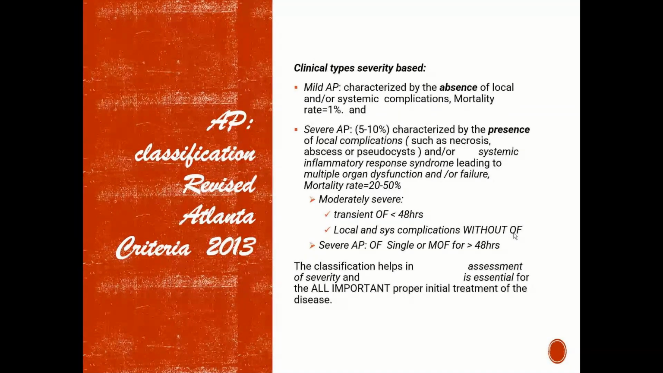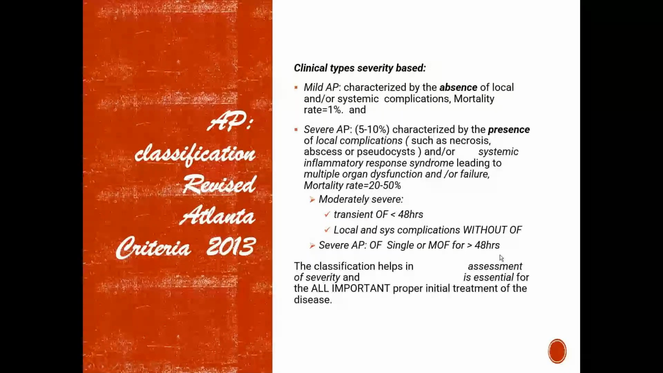There is no evidence of organ failure. Which organ are we talking about? Notably the renal and the lung, two important organs. So we are looking at the transient organ failure less than 48 hours, or there is no organ failure but there are local and systemic complications. But a severe is the most dangerous, and here you will have a single or multiple organ failure. So organ failure, single or multiple, more than 48 hours.